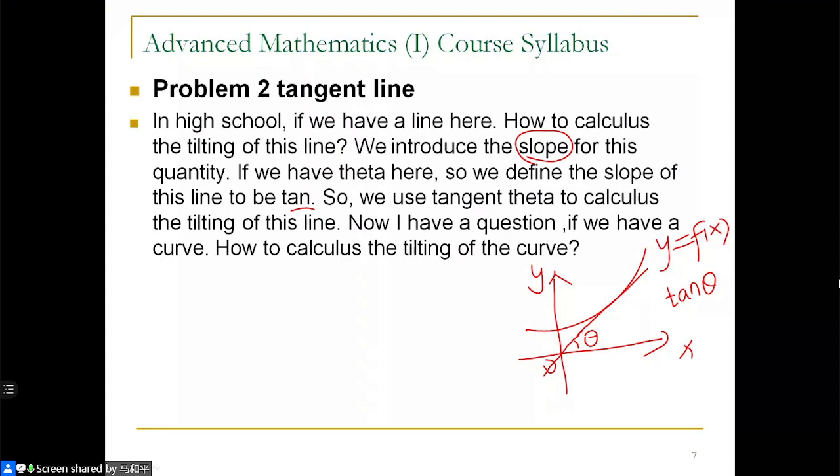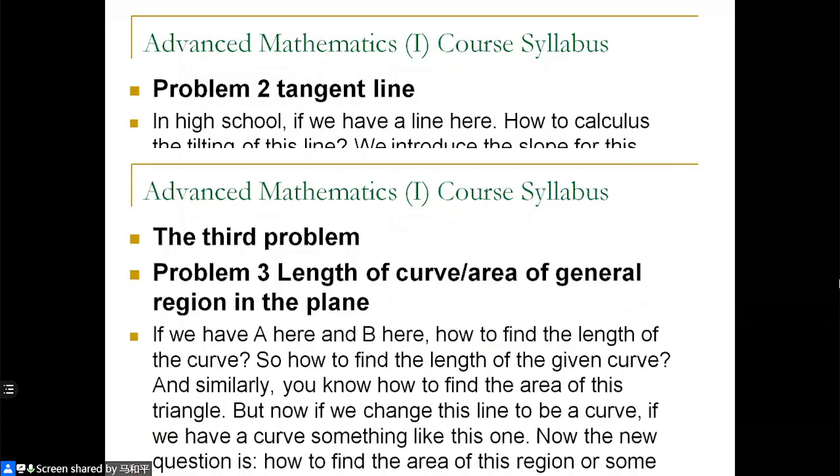Now, if we have a curve, we want to know how to calculate the tilting of the curve. This means we want to write the slope. I write this k is tan theta, but we don't know how to calculate tan theta yet, and we will learn it later.